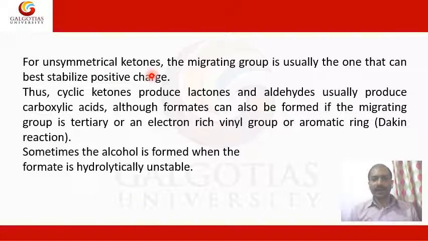For unsymmetrical ketones, the migrating group is usually the one that can best stabilize positive charge. Thus, cyclic ketones produce lactones, and aldehydes usually produce carboxylic acids, although formates can also be formed if the migrating group is tertiary, an electron-rich vinyl group, or an aromatic ring. Sometimes the alcohol is formed when the formate is hydrolytically unstable.